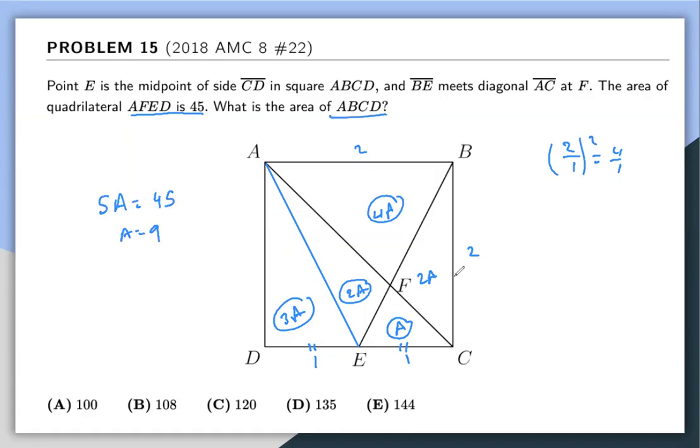And then we are looking for ABCD. So that will be 6A right here. So 6A right here, that's 12A. So 12A is 9 times 12, which is 108. That's choice B. So if you need a little bit more practice with similar triangles, finding similar triangles or using the area relations, those are the two common things that we always kind of see.